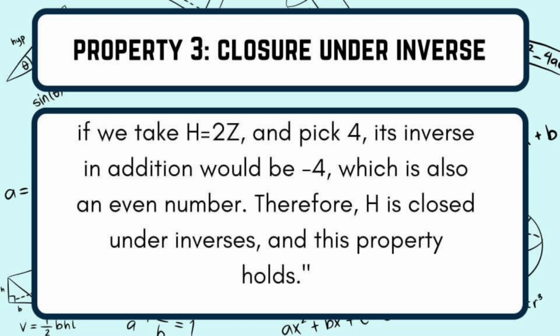Again, if we take H equal to 2Z and pick 4, its inverse in addition would be negative 4, which is also an even number. Therefore, H is closed under inverses, and this property holds. Since all three properties are satisfied, we can confidently conclude that H is a subgroup of G.